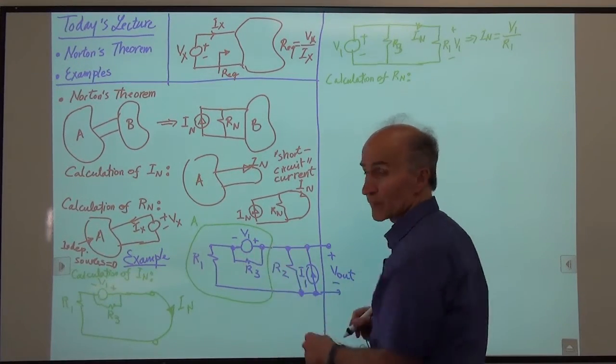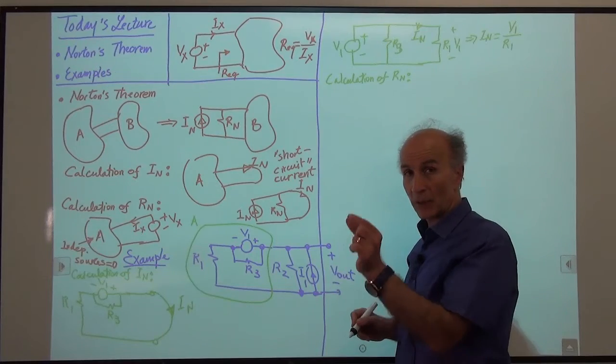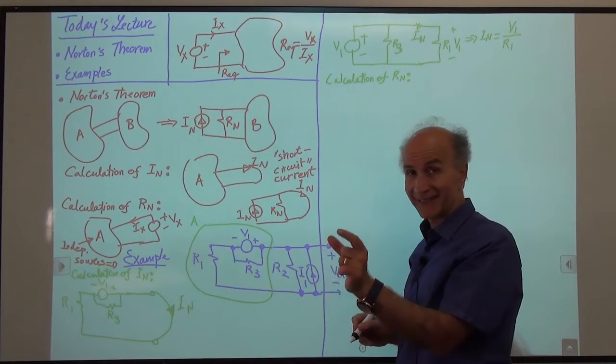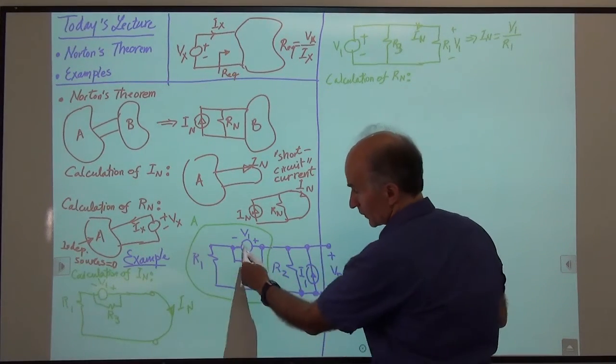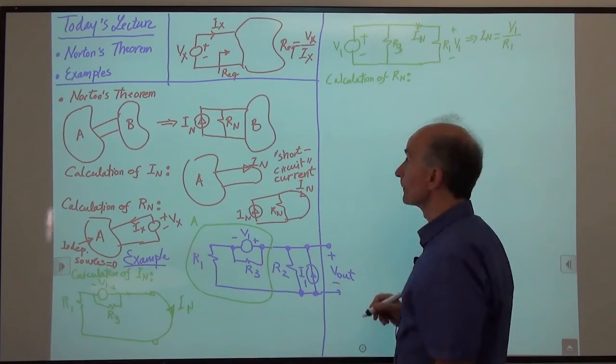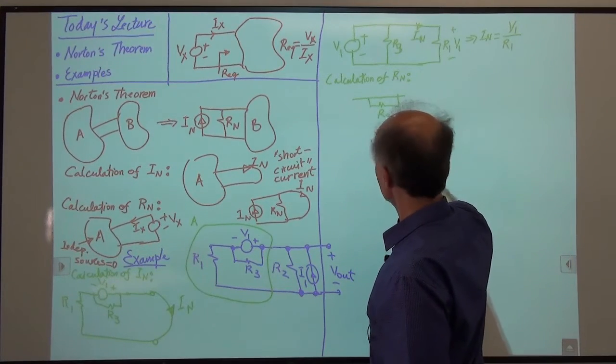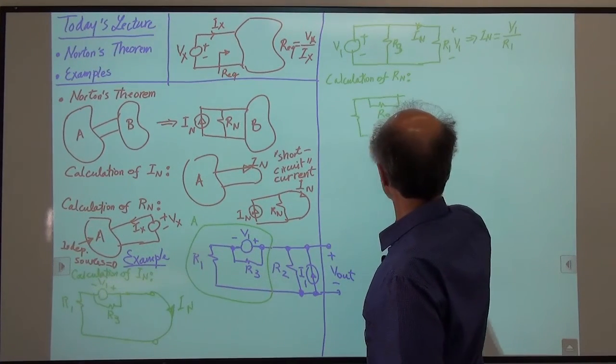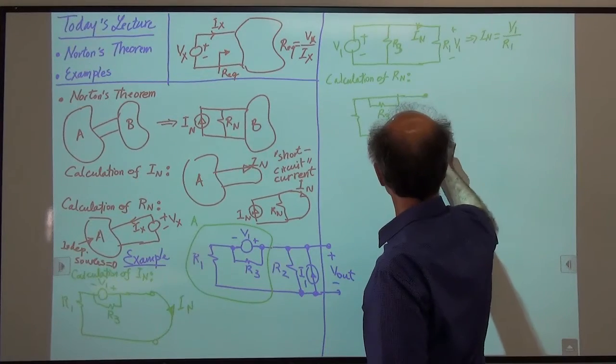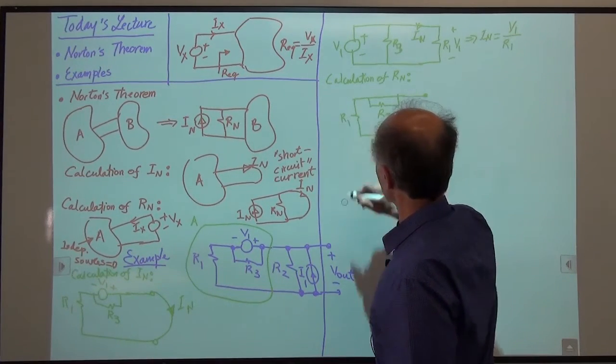If I set the voltage source to 0, what does it mean? I have to replace it by a short circuit because the short circuit guarantees a 0 voltage difference between these 2 points. So I have this, right? This is R3, and then I have R1, and I need to find the resistance between these 2 wires.